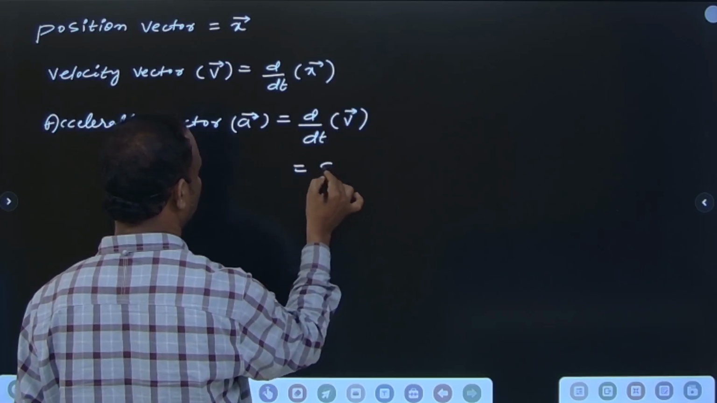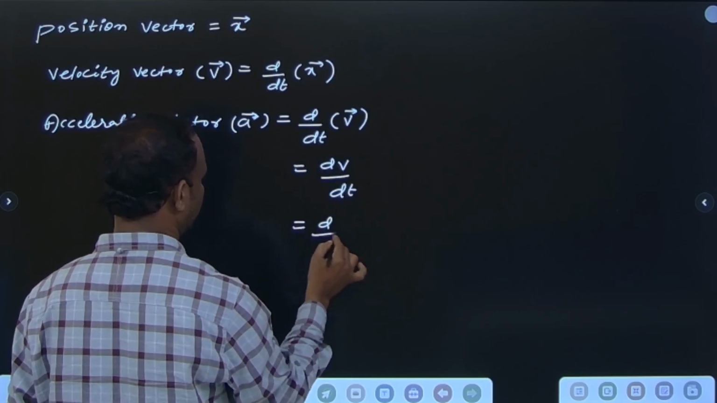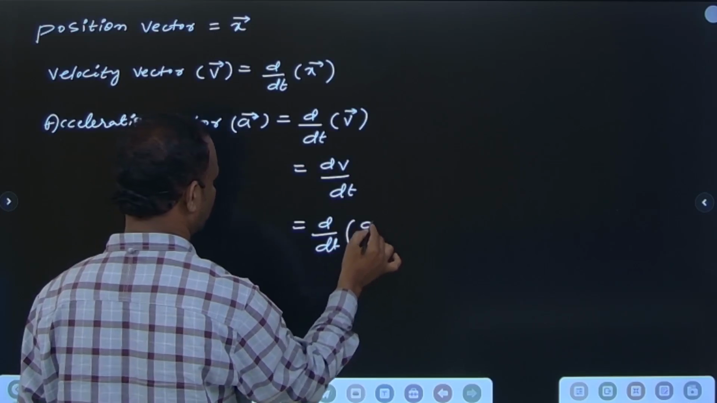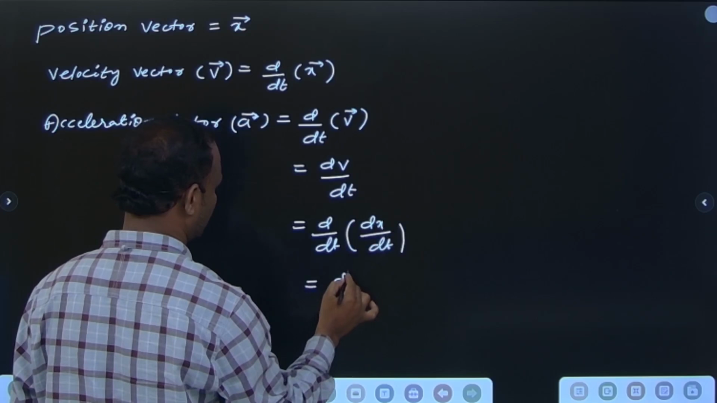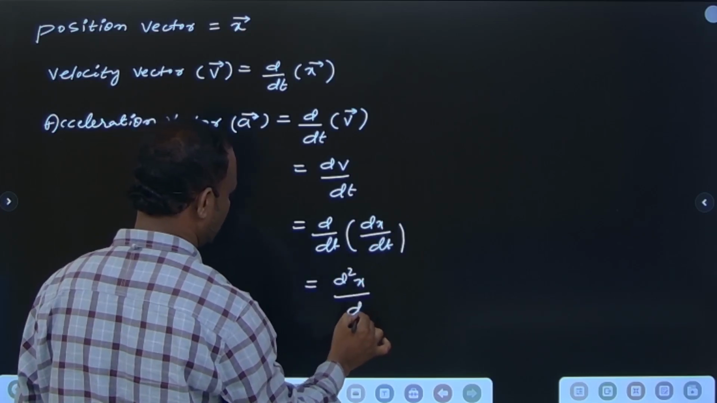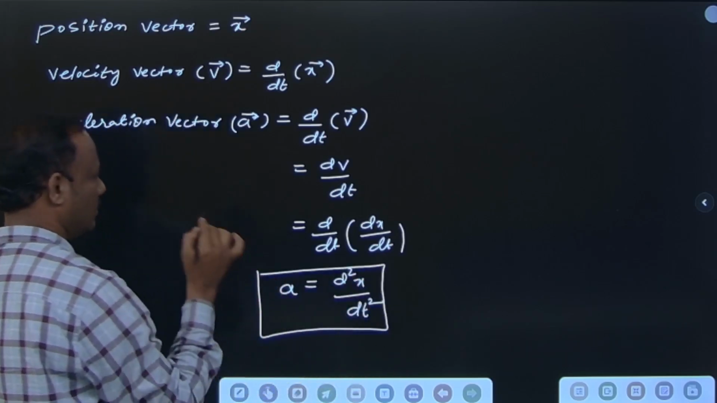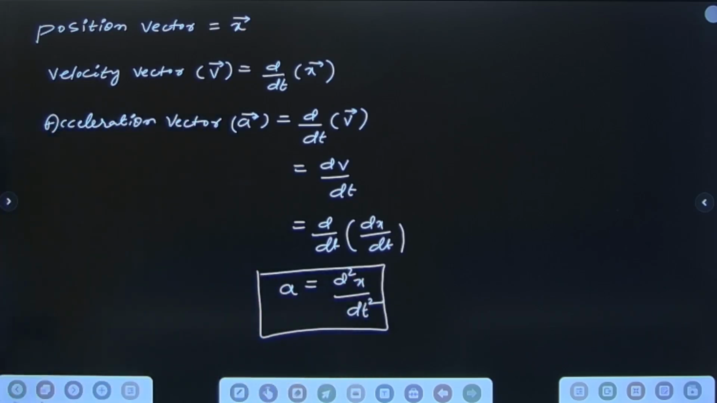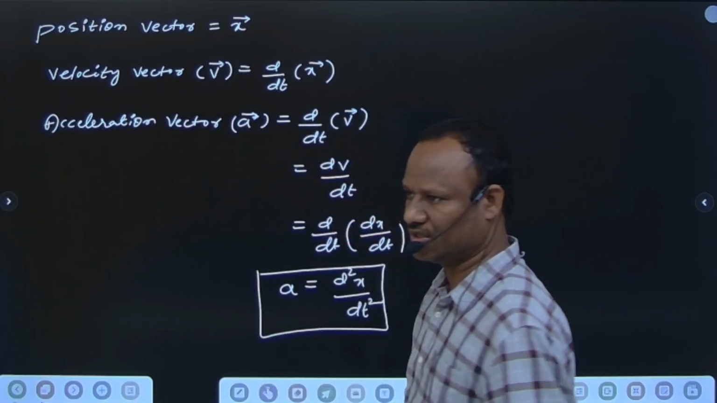This becomes dv by dt. So d by dt of v, where v is dx by dt, becomes d square x by dt square, which is the acceleration. So we can write the position vector, velocity vector and acceleration vector like this.